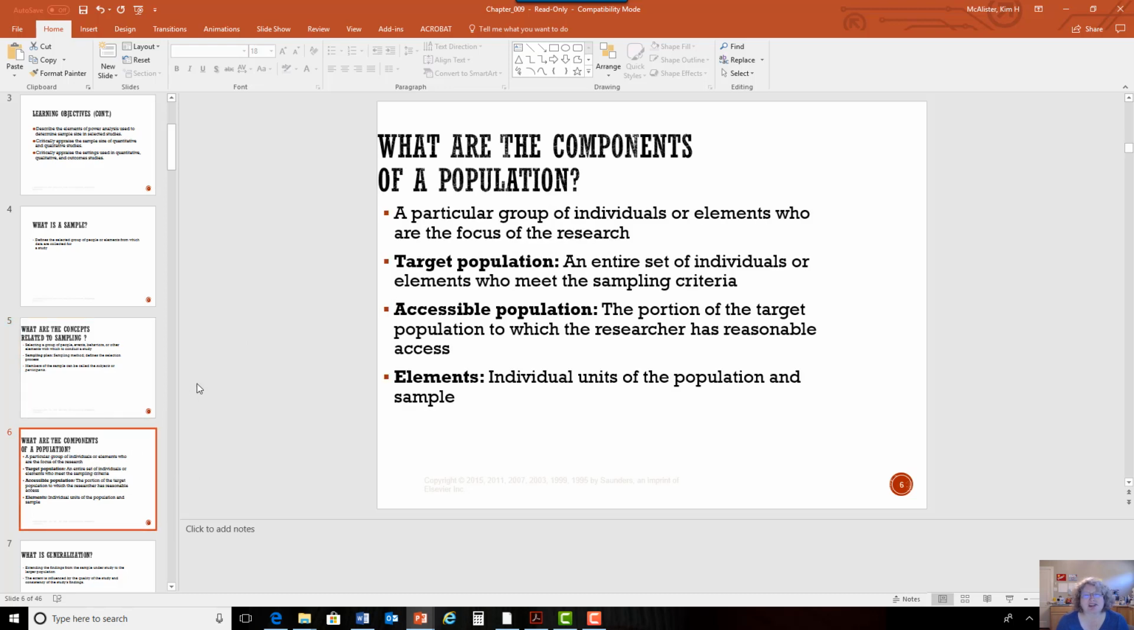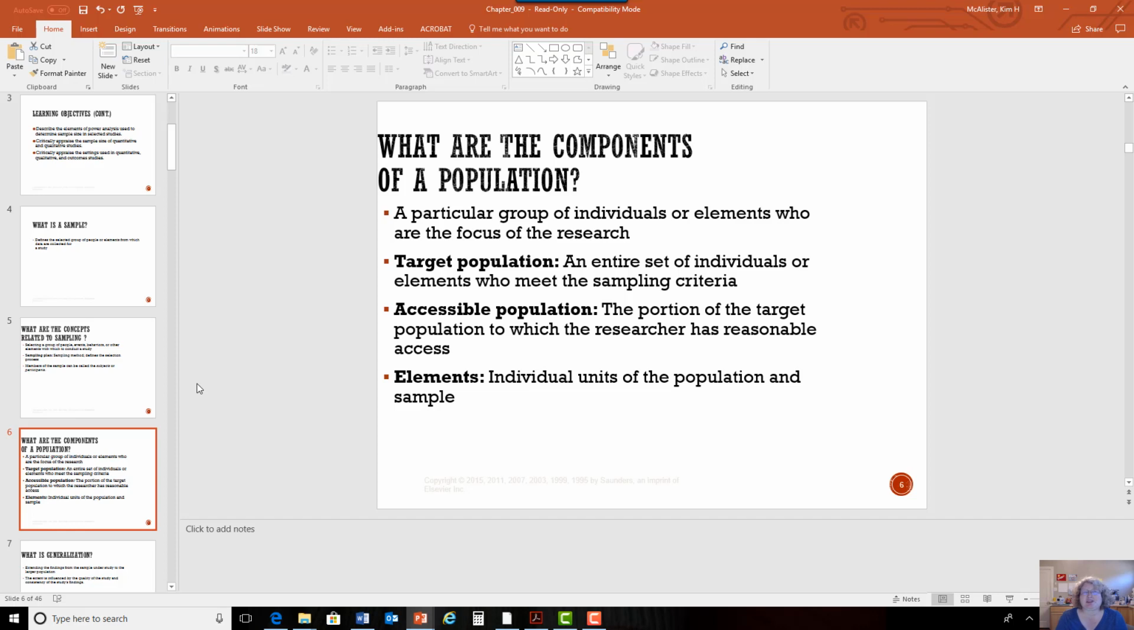So there are components of a population. A population can be everybody in the world. It could be everybody who lives in Texas. It could be everybody who lives in North America. It could be everyone who lives in the Northern Hemisphere or the Southern Hemisphere or so on. So our target population is the entire set of people who meet the sampling criteria. The sampling criteria is the requirements in order to be considered for the research study.